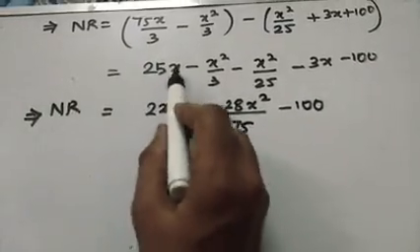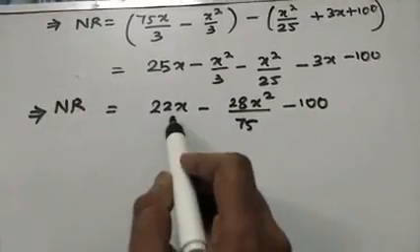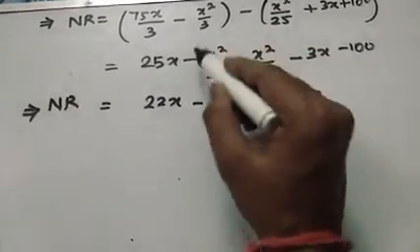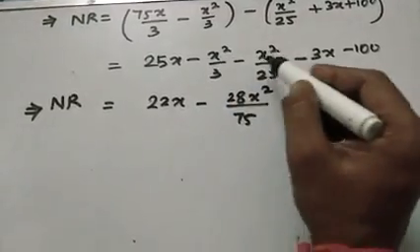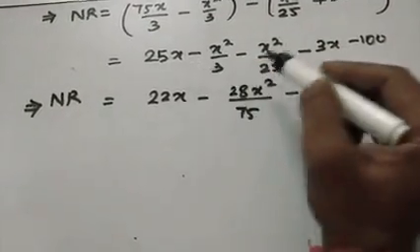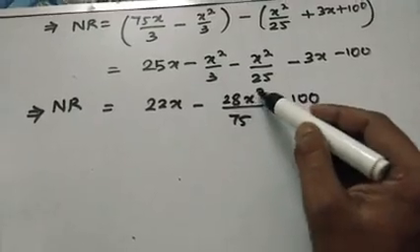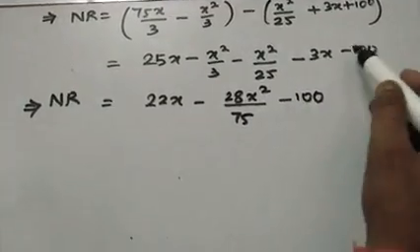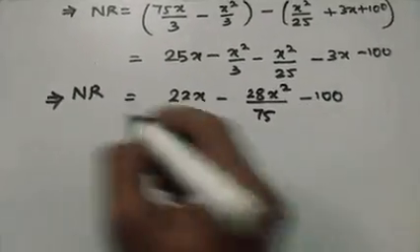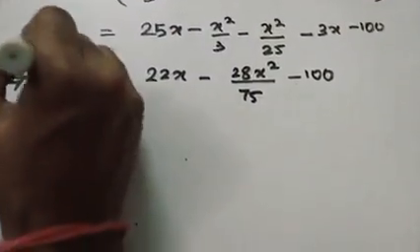Now 25x minus 3x, that is 22x. Now adding these two terms, that is x square by 3 minus x square by 25. If you add them, you will get 28x square by 75 and then minus 100. So this is all about your net revenue function.